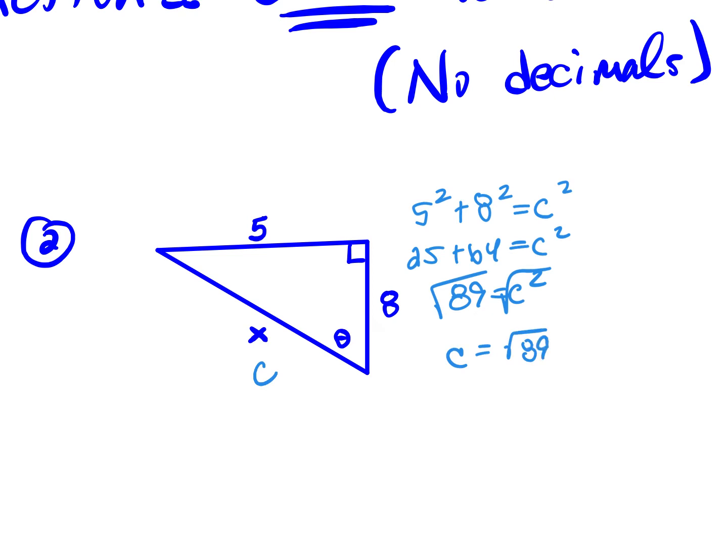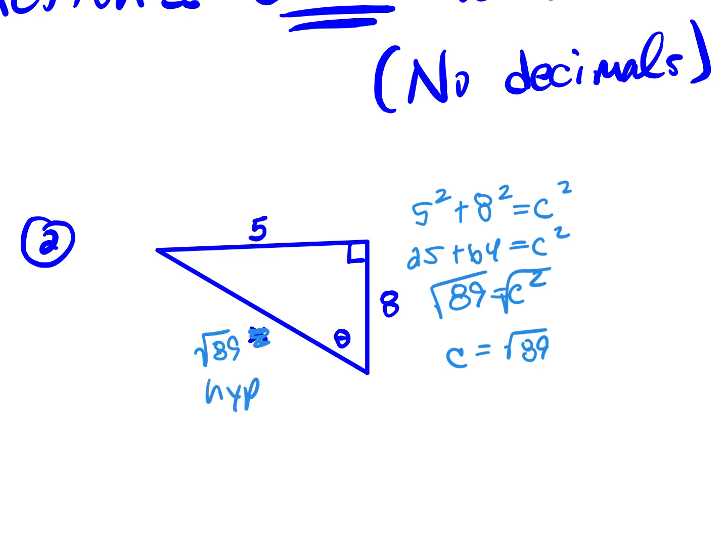Wouldn't my answer really be plus or minus? But how come I don't use the negative value? Good, because you're talking about distance or length. You're talking about the length of something. So this side over here, where my x value is the square root of 89. So we just found the hypotenuse, correct?